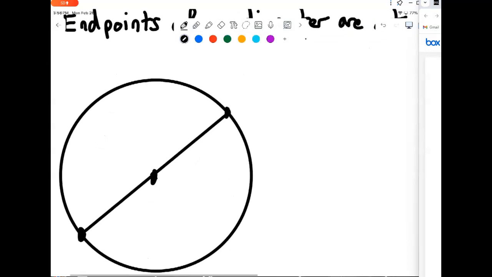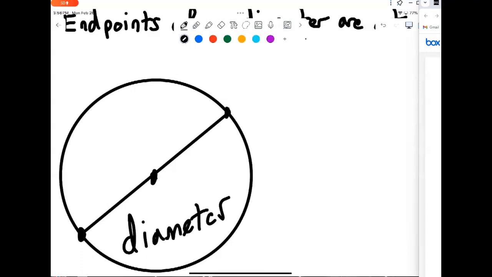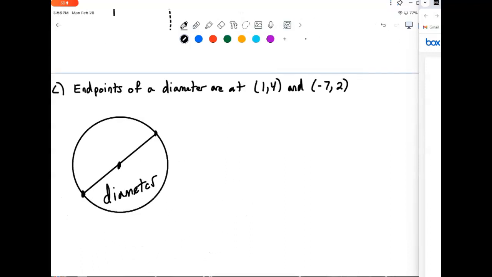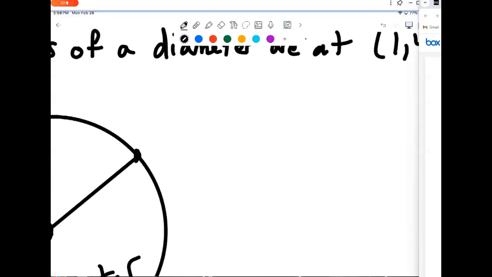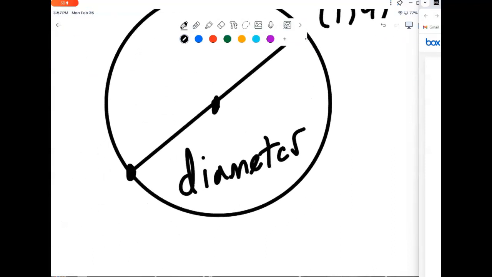So that's called a diameter. A diameter is essentially a line that cuts a circle in half. That's called a diameter. So we're going to label this here as like the point (1, 4), and the other one there we could label as the point (-7, 2).